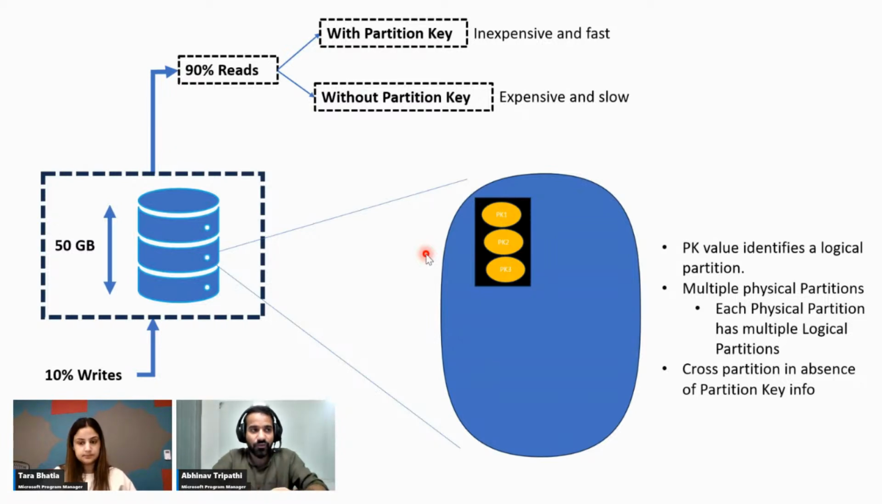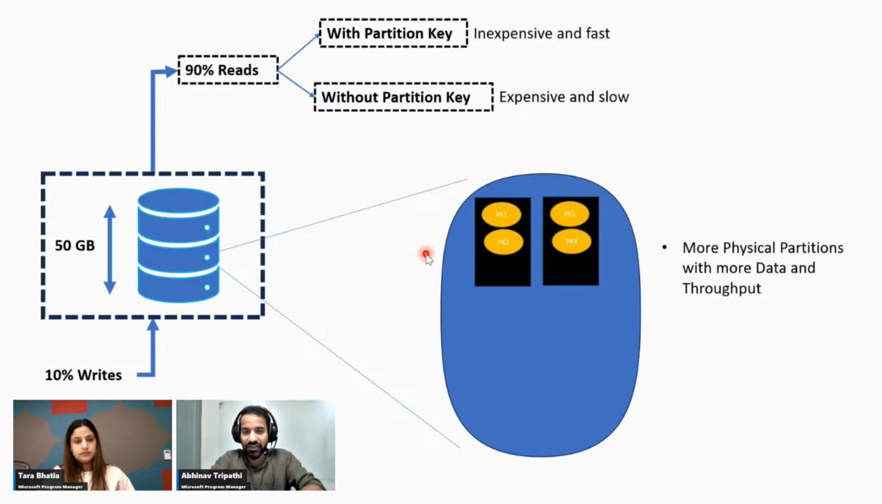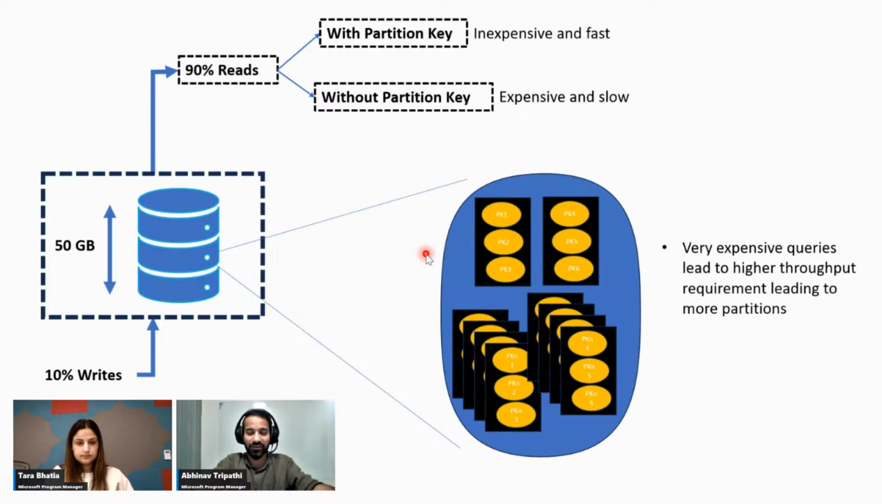But as the data grows or the throughput requirement grows, these physical partitions get split into multiple physical partitions. More physical partitions are required, and the data gets redistributed among those physical partitions. So as the data grows or the throughput allocation grows, there will be partition splits, and this data will reside among multiple physical partitions. And as the workload requirement grows, this keeps on growing and growing.